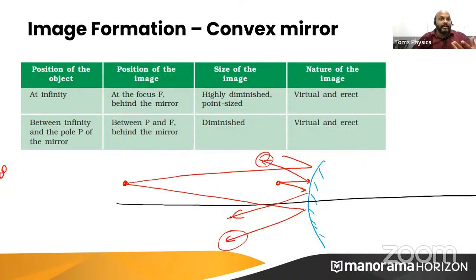So we are using convex mirrors for rear view mirrors because they give a smaller image. You can fit more of the world, and no matter how far the object is from you, it is always an erect image. Let's continue.